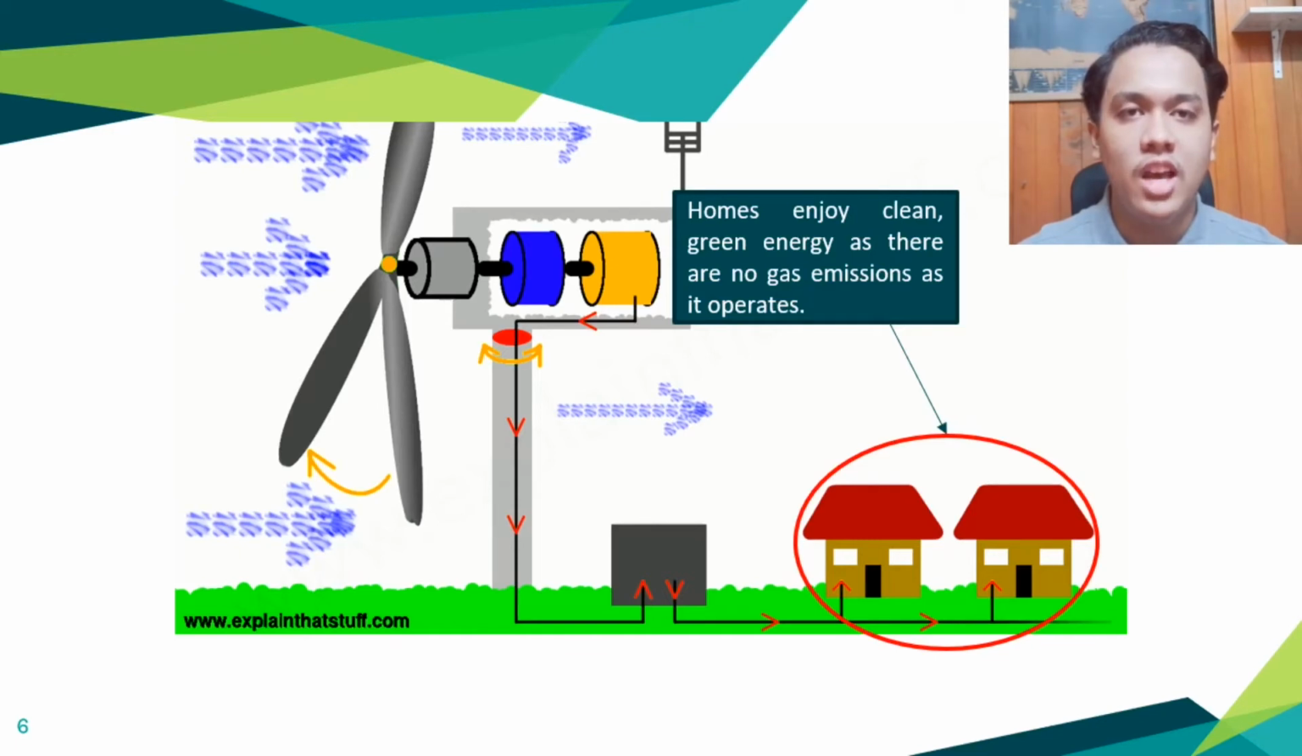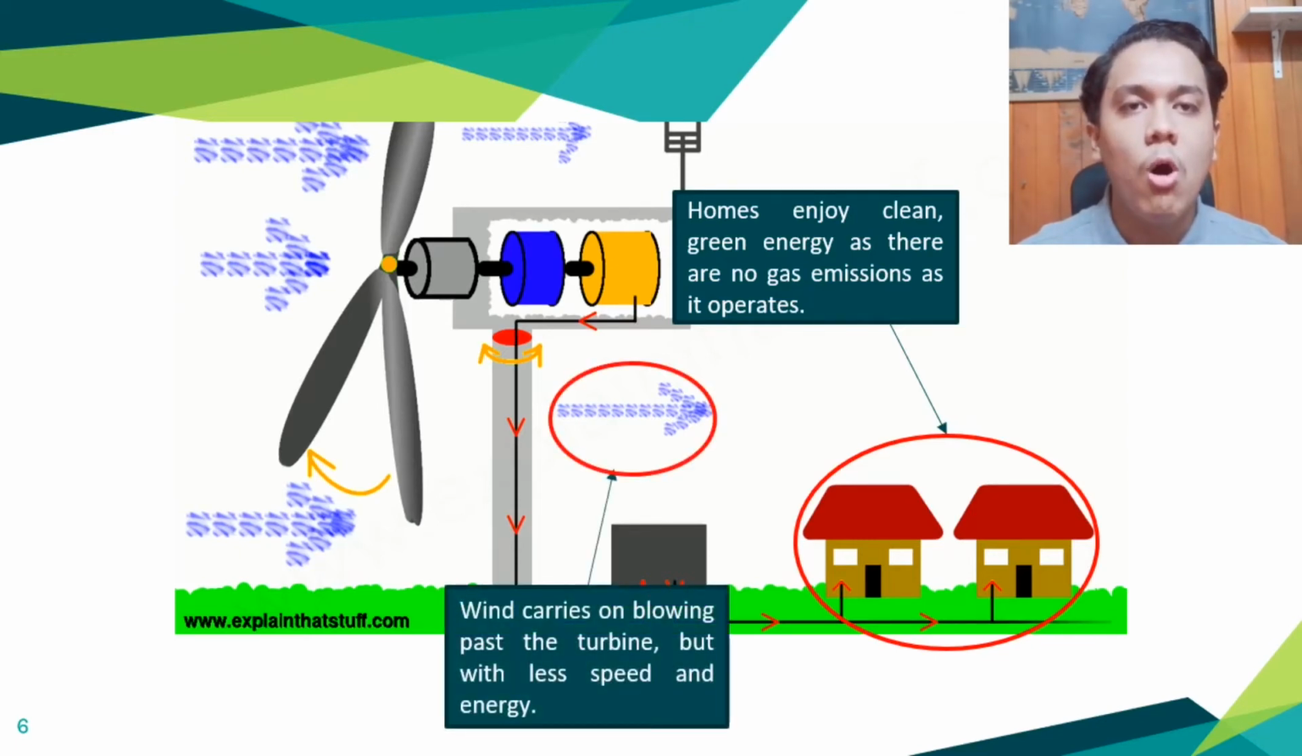After the electricity has reached all homes and buildings, the wind carries on blowing past the turbine, but with less speed and energy, and also with more turbulence. So, that's all from me on the mechanism of how wind energy works.